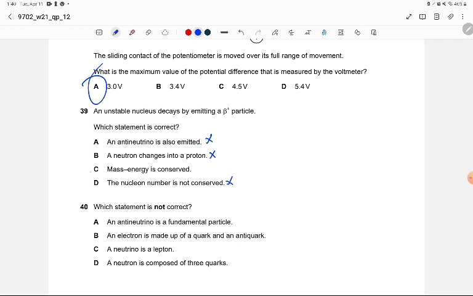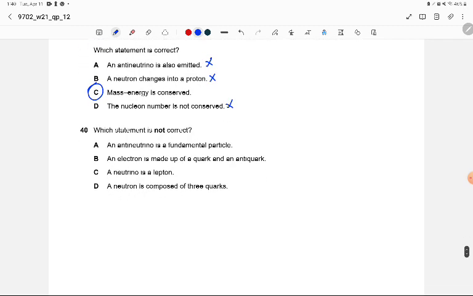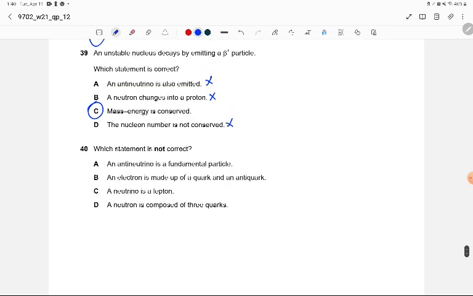Which statement is not correct? An antineutrino is a fundamental particle. That is true. An electron is made up of a quark. That is not true. Neutrino is a lepton. Definitely true. A neutron is composed of 3 quarks. That is also true because it is a baryon basically. So B has to be the right answer.